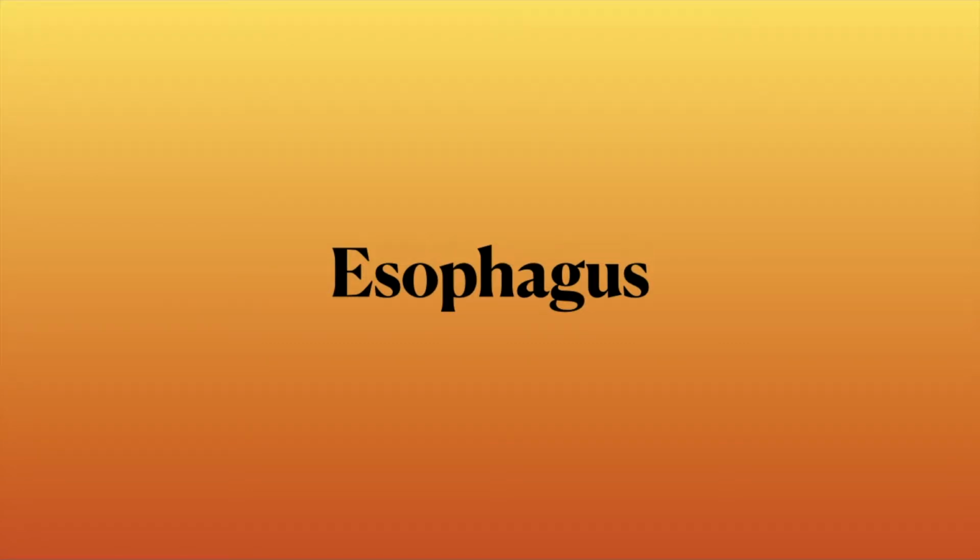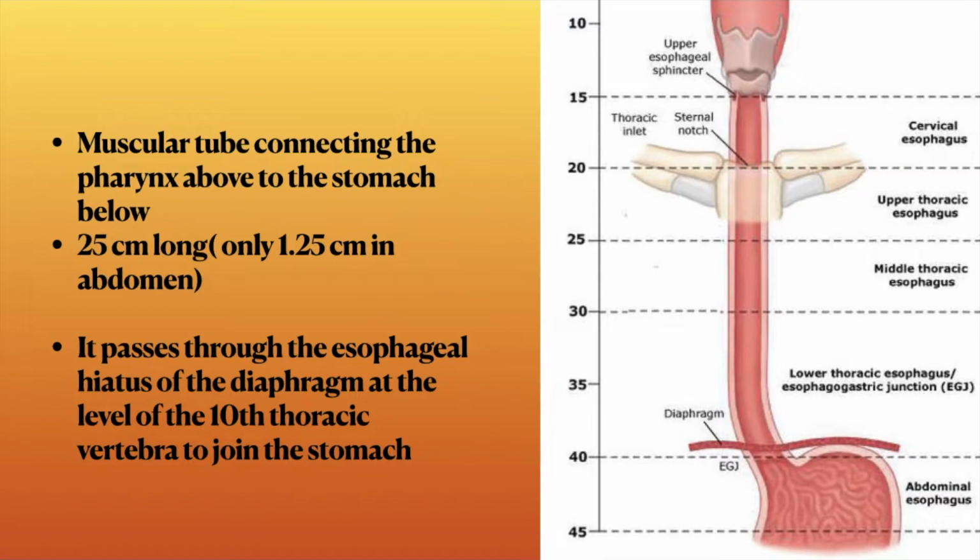Anatomy of the esophagus. The esophagus is a muscular tube connecting the pharynx above to the stomach below. It is 25 centimeters long, but only 1.25 centimeters is in the abdomen.